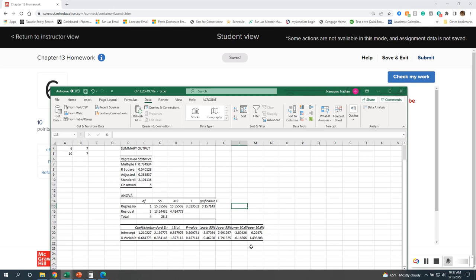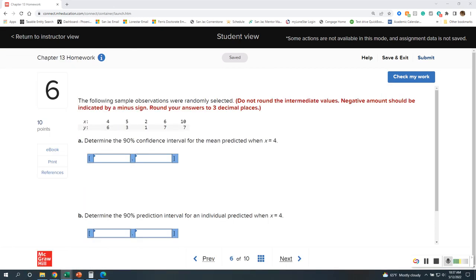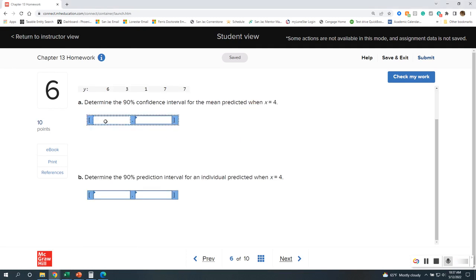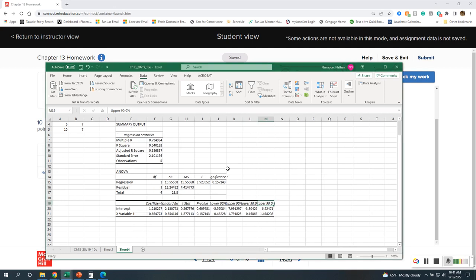Now notice that we did 95%, and then we also got 90. So it doesn't really give us our confidence interval, but it does give us some information that we do need to figure out the confidence interval.